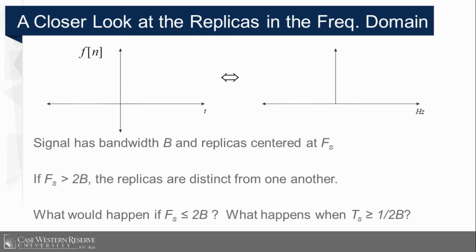All right, so let's take another look at the replicas that we see in the frequency domain. So I'm going to again draw a discrete time signal. First I'll draw the envelope of my continuous time signal, and then we'll draw my signal, which has been sampled with a sampling interval of capital Ts.